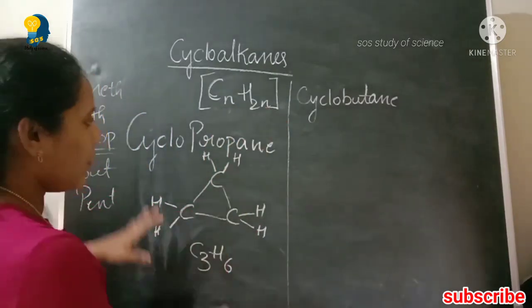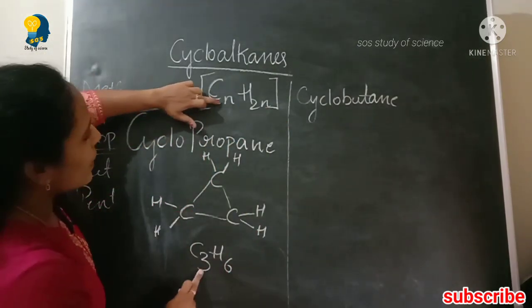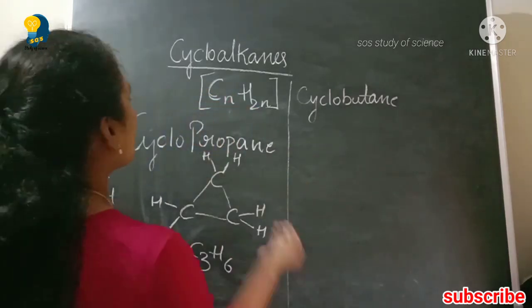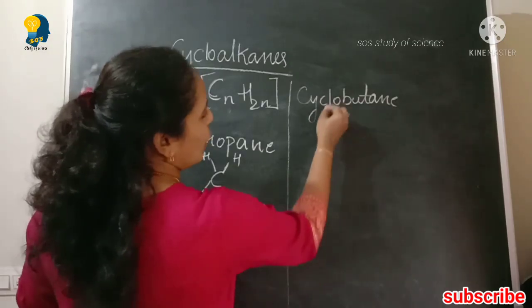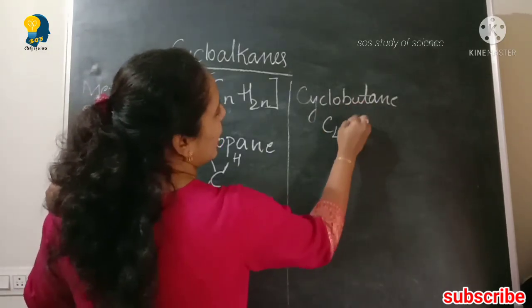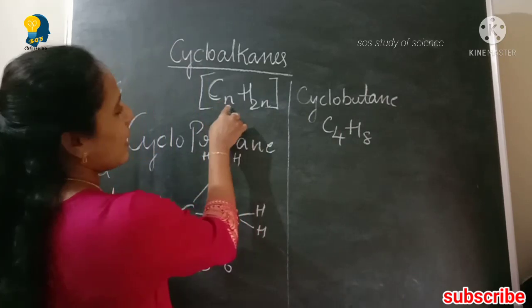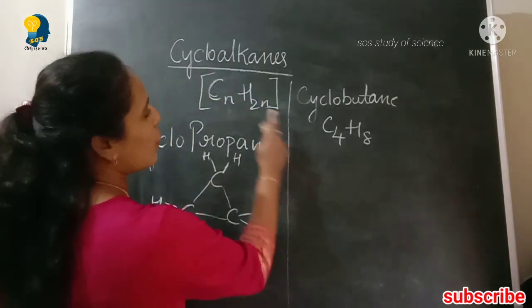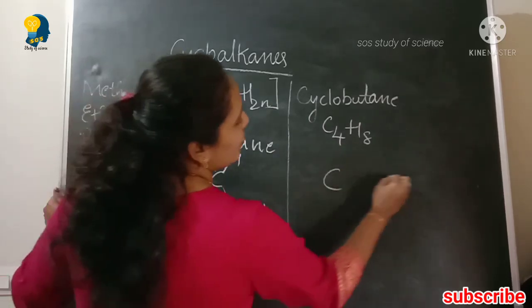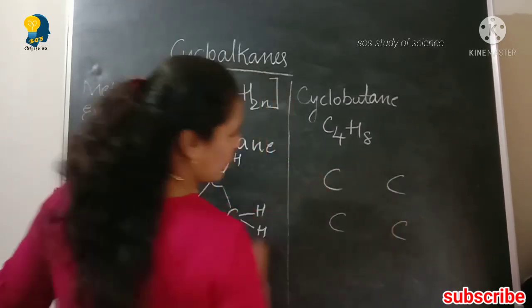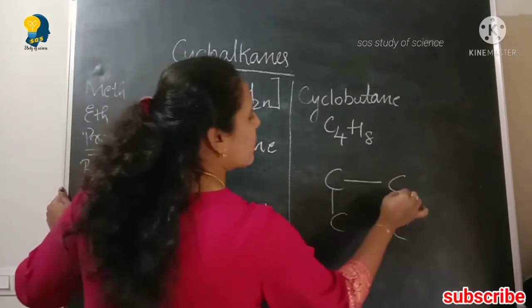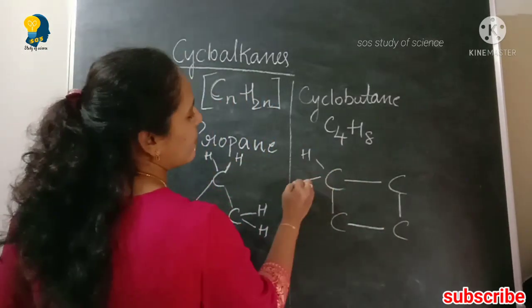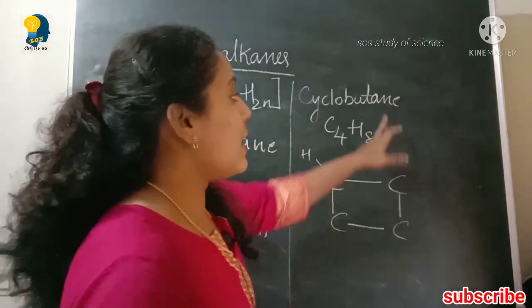Here I forgot to tell you. See, for the third member, C3H2×3 is C3H6. You can also work out the formula like this for cyclopropane. So the formula for cyclobutane is C4H8, because n in the place of but is equal to 4. So C4, 2 times 4 is 8. So write 4 carbon atoms in such a way that it has a closed structure. C4H8.